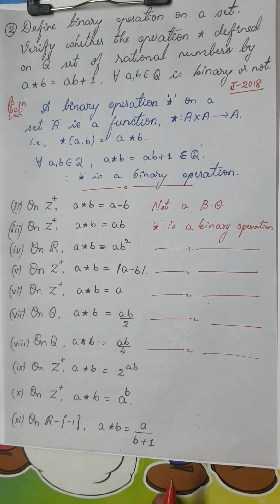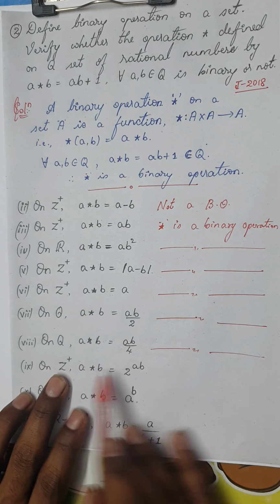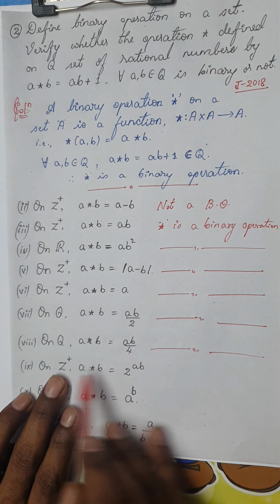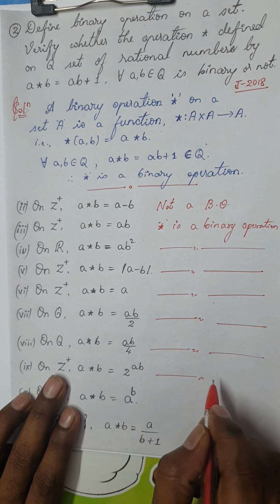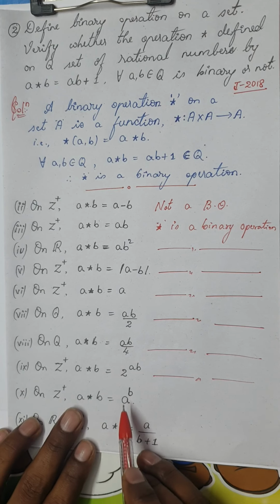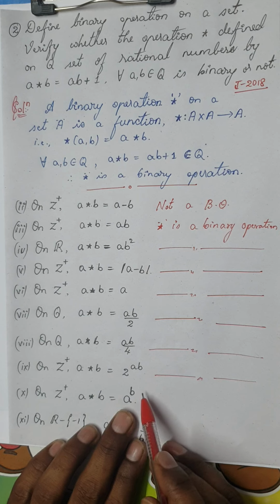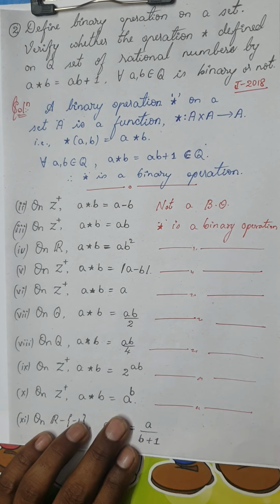This is very important. A star B is equal to 2 power AB. If you take any 2 positive integers, the product of them to the power of 2 will again be a positive integer. So this will be a binary operation. Similarly, A power B, if you take any 2 positive integers, 1 power 2 or 2 power 1, you can take all these numbers, it will be a binary operation.